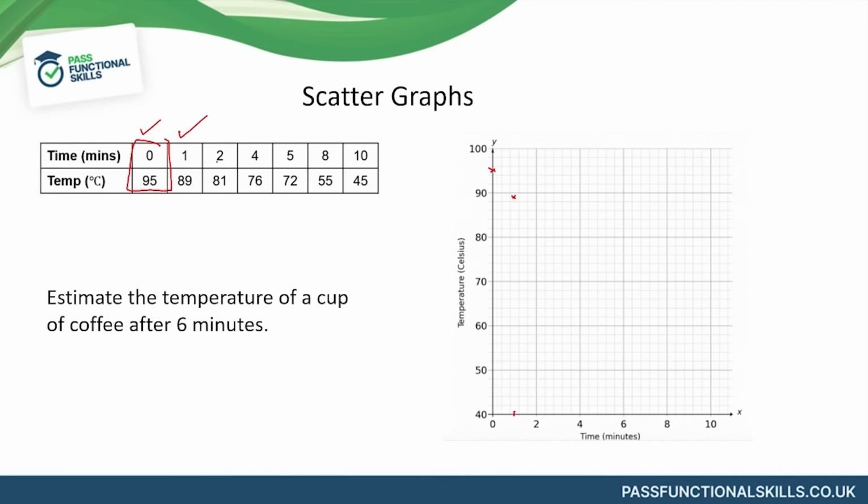So now 2 minutes, 81 degrees. So 2 minutes, 80, halfway between 80 and 82. 4, 76: go across to 4, up to 70, 72, 74, 76. 5 minutes, 72: 5 is halfway between 4 and 6, and it's up to 72. So here is 70, there is 72. 8, 55: there's 8, there's 50, there's 60, so 55 will be halfway in between. And 10 minutes, 45: there's 10, there's 40, there's 50, so halfway between 40 and 50 will be there.